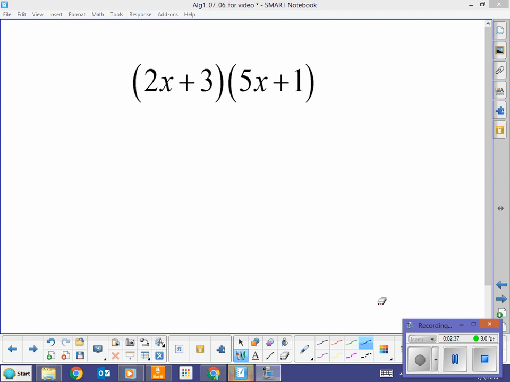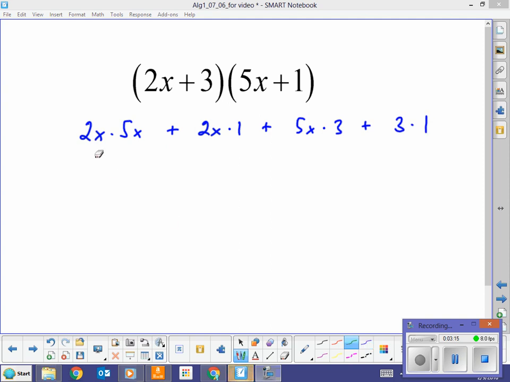Now, let's take a look at what happens when we multiply. This is just a quick analysis of what happens when we multiply together two binomials that don't start with x and x. So 2x times 5x. I'm going to write it that way: 2x times 5x, plus 2x times 1, plus 5x times 3, 3 times 5x, so 5x times 3, and then 3 times 1.